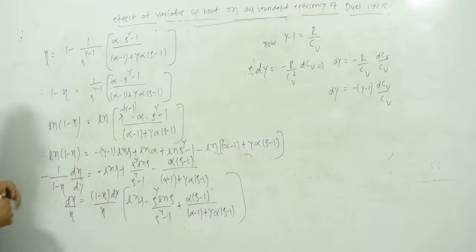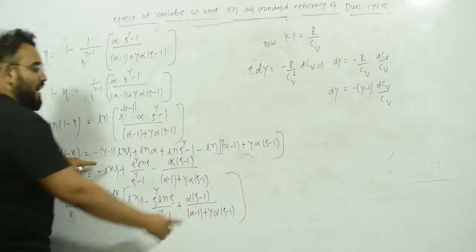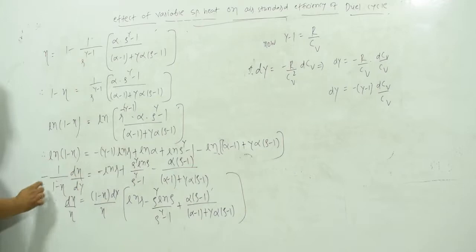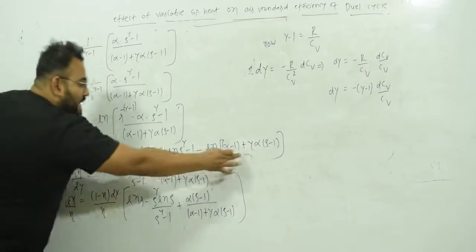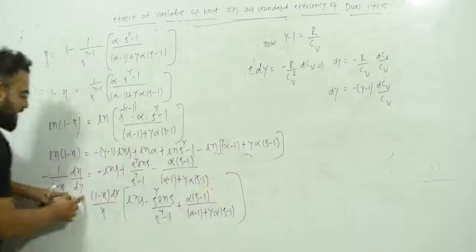Now what are we going to do? We are going to do differentiation. We will differentiate this term with respect to eta and this whole term with respect to gamma. If you differentiate this term with respect to eta, it will be ln x gives 1 upon x, so 1 minus eta will give minus d eta, and here will be d gamma. I have taken d gamma over here.